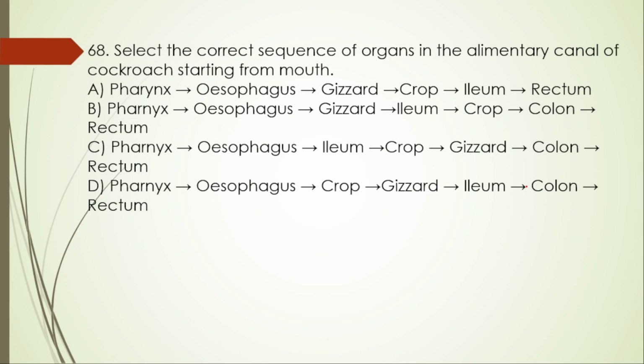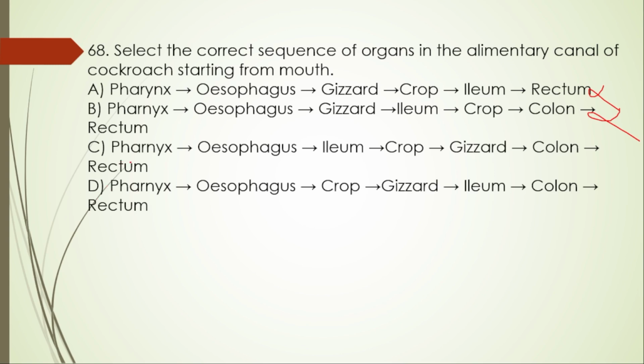Select the correct sequence of organs in the alimentary canal of the cockroach starting from the mouth. Here: pharynx, esophagus, gizzard, crop, ileum and then rectum. This one is wrong. Pharynx, esophagus, gizzard, ileum and then crop and then colon, rectum. This one is also wrong.